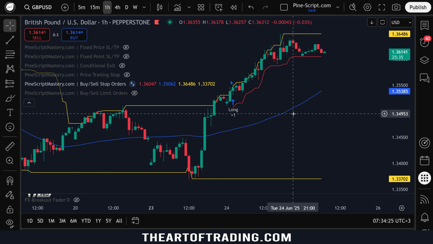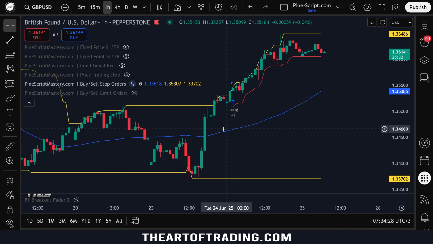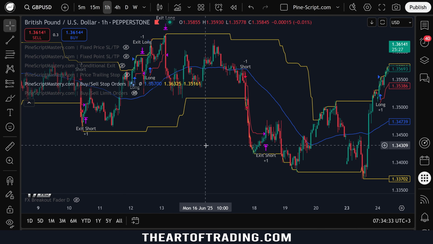So here we have yet another sort of trend following approach. However, instead of entering when price crosses this moving average, we are now using a channel breakout technique.